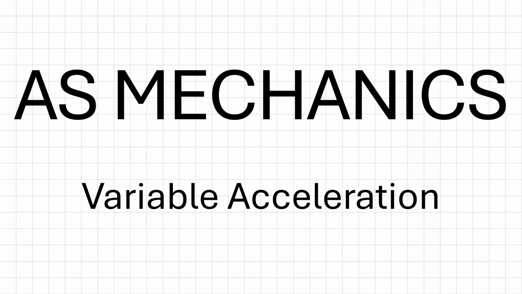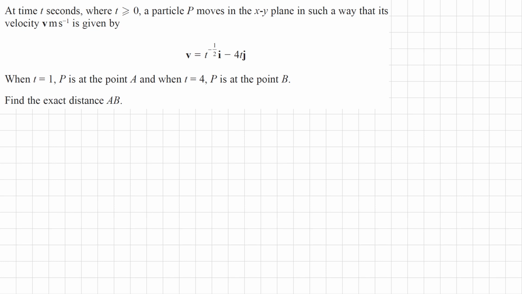This is an AS Mechanics question on variable acceleration. At time t seconds, where t is greater than or equal to 0, a particle P moves in the xy plane in such a way that its velocity v meters per second is given by v equals t to the power negative a half i minus 4t j.